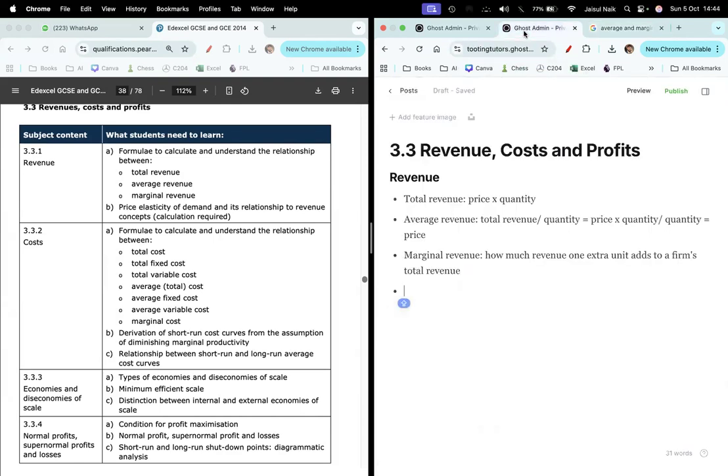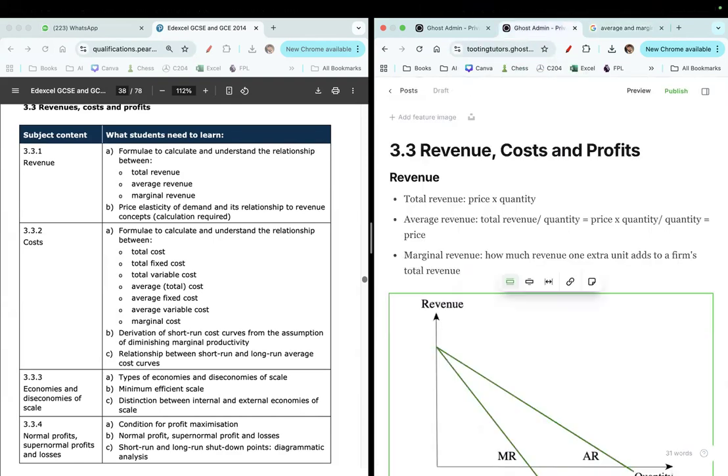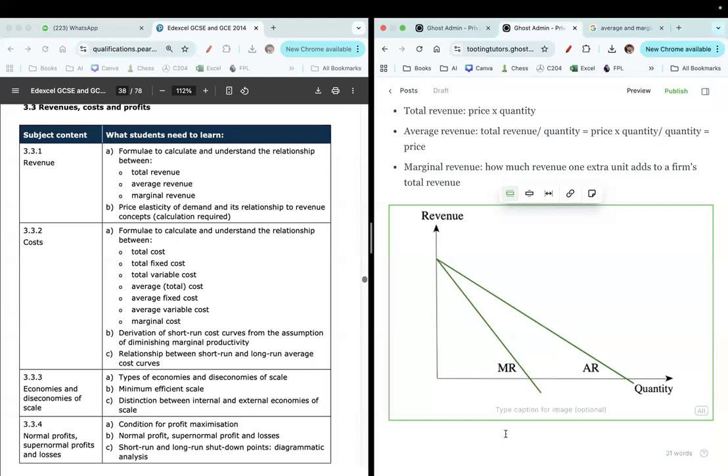Okay, nice and straightforward. We just so far need to know that that's how they look. Average revenue is just a downward sloping curve. It's basically the same as your demand curve. So that's all it is, a downward sloping curve.